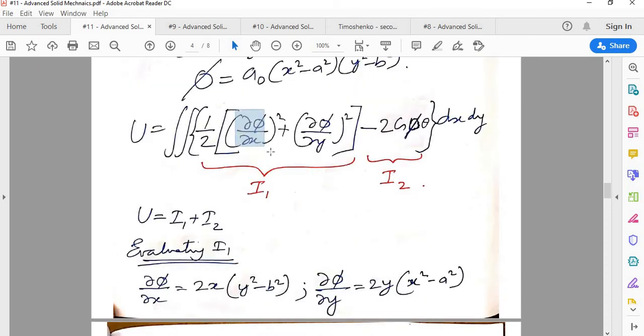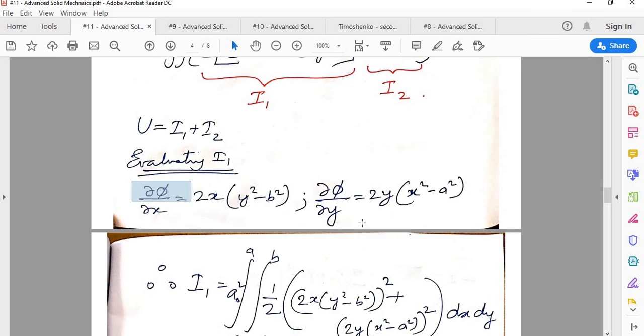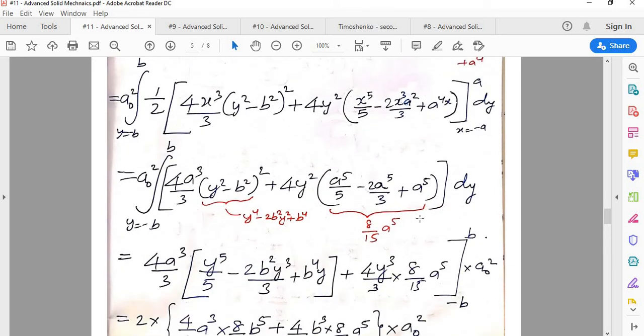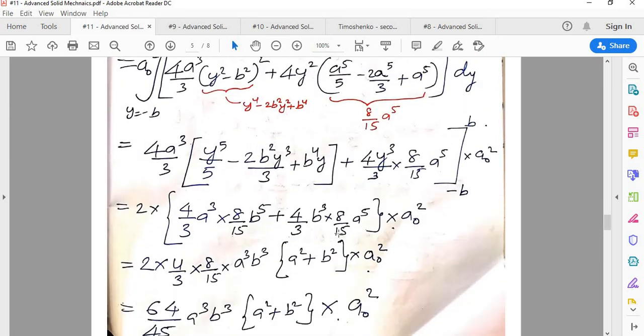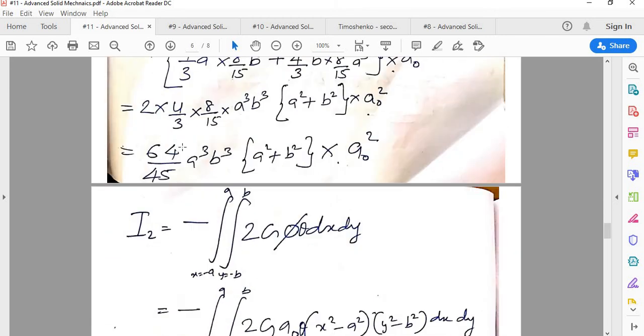So for I1 you declare del phi by del x, del phi by del y. So this is your phi. You take its derivative with respect to x, y, substitute it separately, and integrate one after the other, first with respect to x, then with respect to y. Of course, it is integration of polynomials. You might have seen this many times starting from year +2, so I won't be going into details of this. Finally, when you simplify, the term for I1 you will get in the following form. So this is your I1.